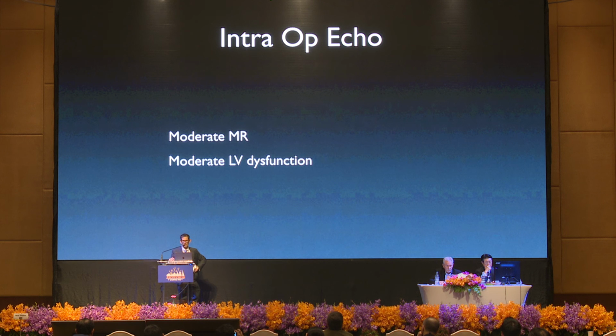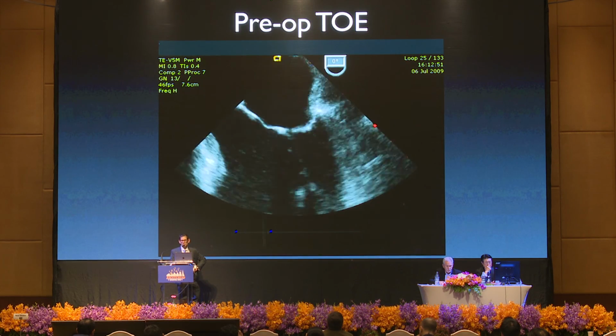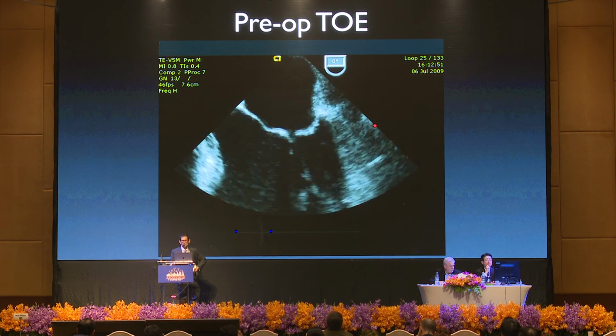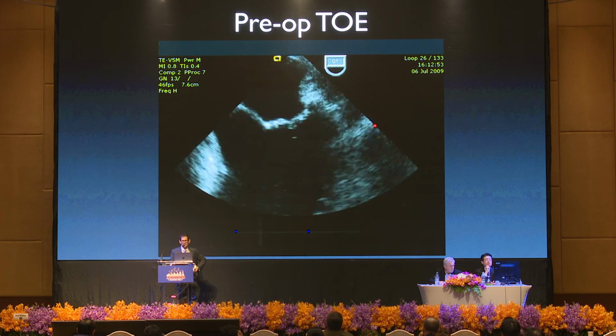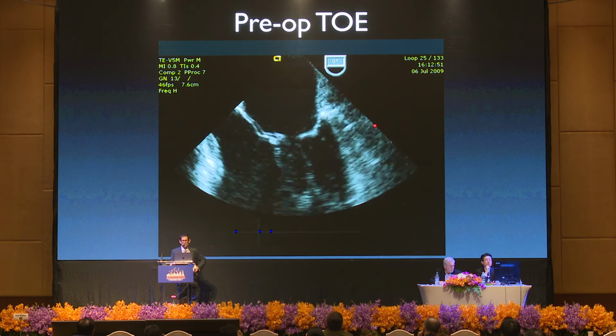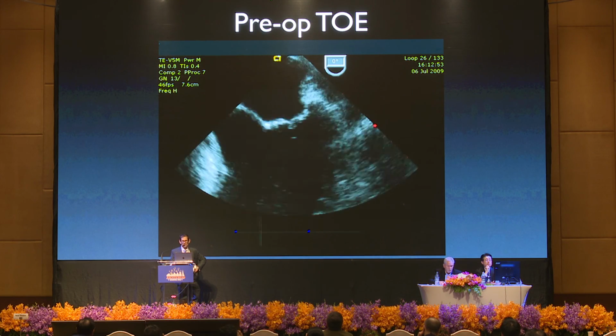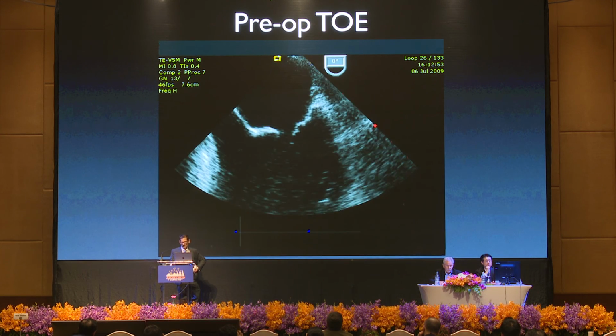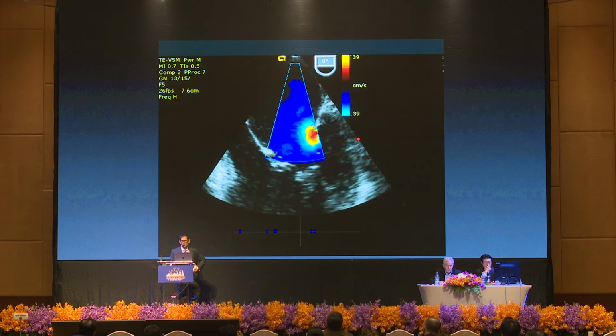The intraoperative echo was moderate. They said moderate MR, grade 2 on 4, and moderate LV dysfunction. And this is what the pictures look like. Doesn't look horrendous. You can see a little bit of tenting of that anterior leaflet, that seagull sign I call it, where you see the secondary chords, those strut chords pulling down. This is what the colour looks like.